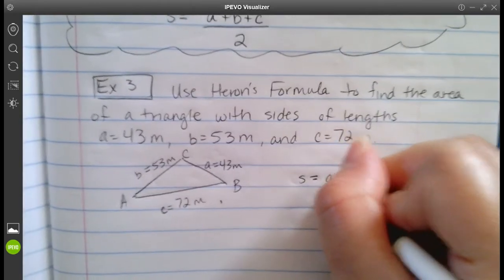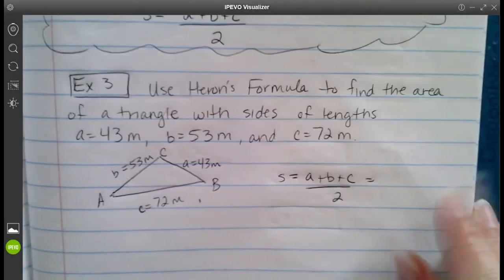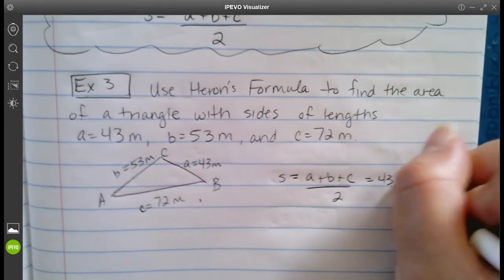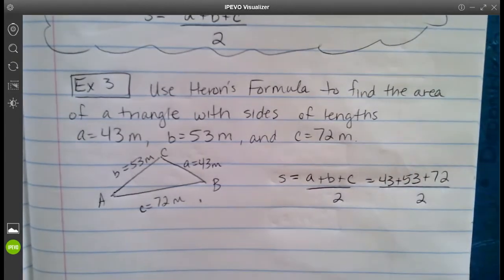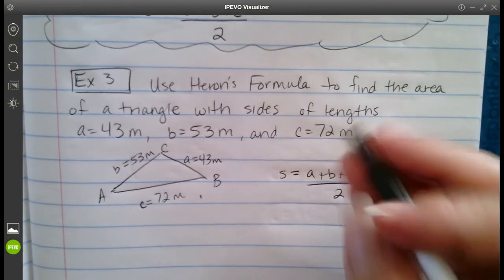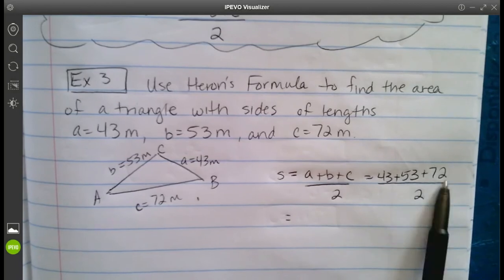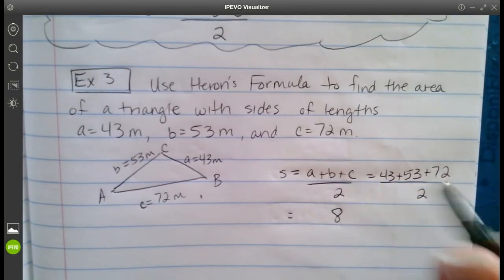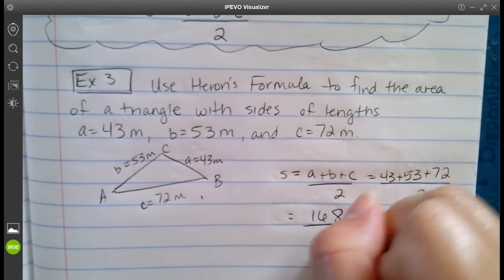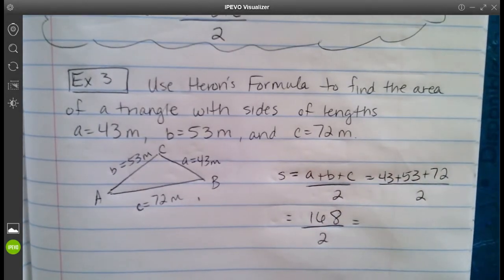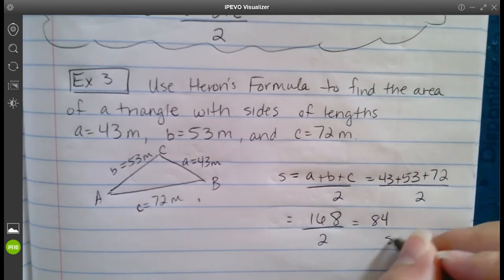S is going to be A plus B plus C all over 2, which in this case would be 43 plus 53 plus 72 all over 2. Okay, just take these and then divide them by 2. What's that going to give us? Let's see. We're going to have 3 and 3 is 6 and 2 is 8. And then 4 plus 5 is 9 plus 7 is 16. So 168 divided by 2, it's going to be 84. Okay, hopefully I got that right. So s is going to be 84.